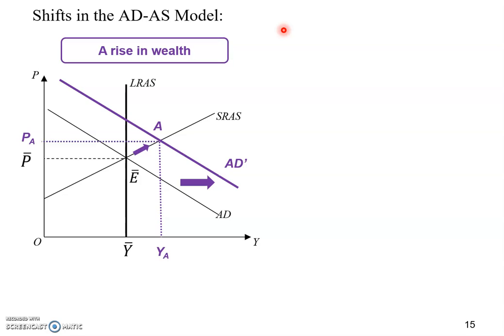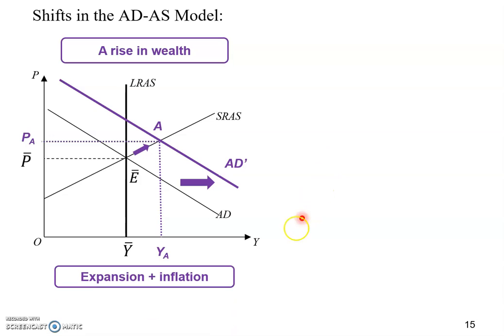Okay, because of the rightward shift of AD. Now at point A, we find that the short-run output level YA is above Y bar. In other words, the economy produces more than its potential level. On the vertical axis, we find that the overall price level is higher than P bar. So there's an inflation. In this case, we're saying that it's a combination between an expansion and inflation.